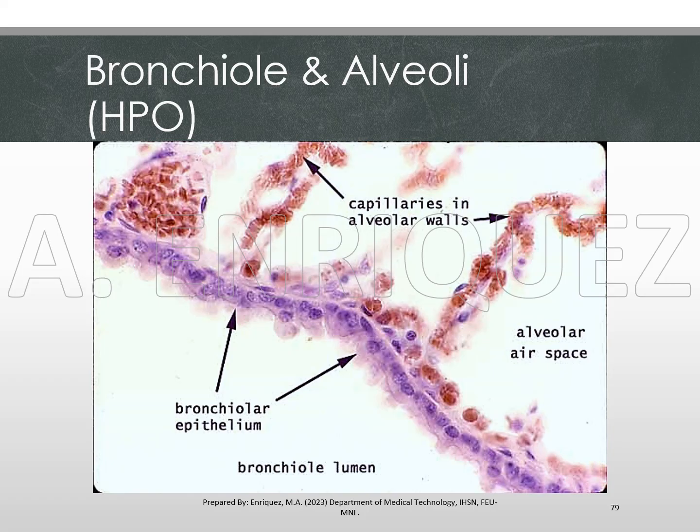This slide right here shows us the bronchiole and alveoli in high power objective. As you can see right here, if this is the bronchiole lumen, all right, this is the bronchiolar epithelium. Now, if we were to compare the bronchiolar epithelium to the alveolar epithelium, the bronchiolar epithelium is made up of a single layer of cuboidal cells, right? Simple cuboidal epithelium. Look at these cells right here. They're not squamous, right? They're definitely not columnar, so they are cuboidal. But the alveoli are made up of simple squamous epithelium. Why is that? Why are they different?